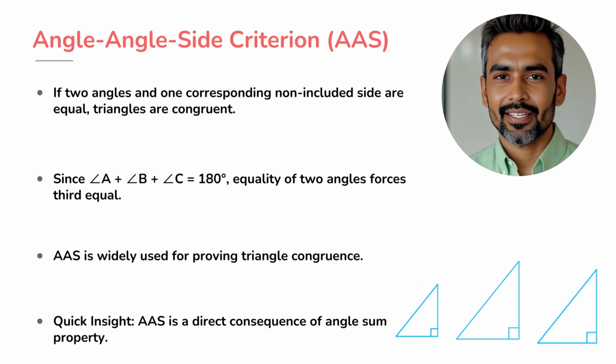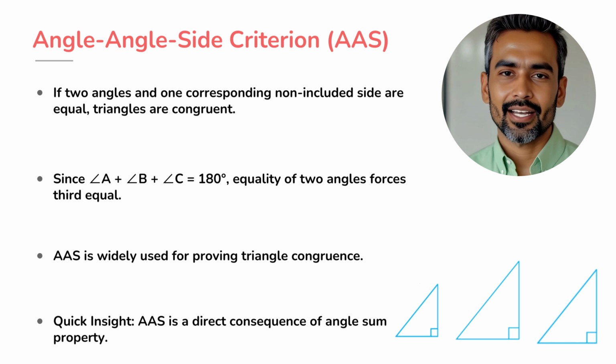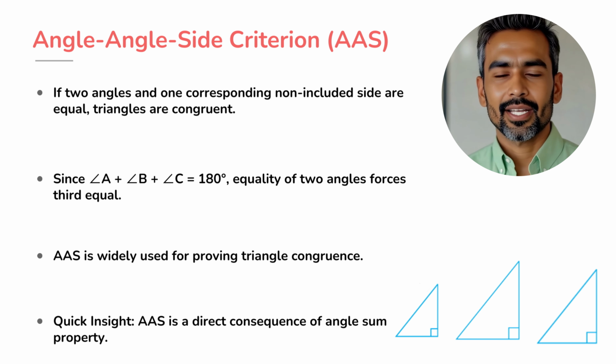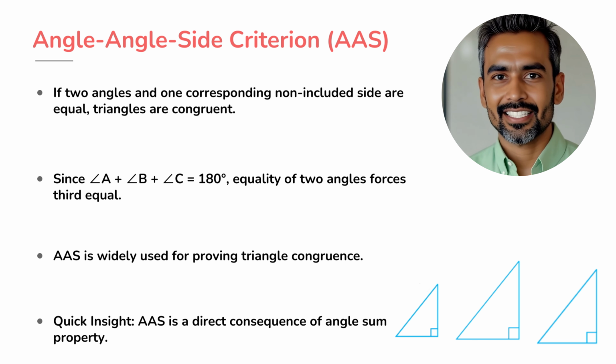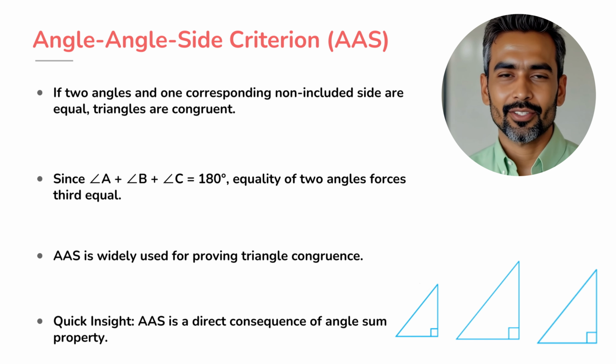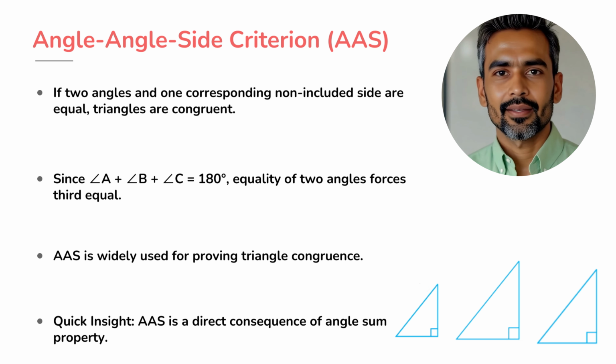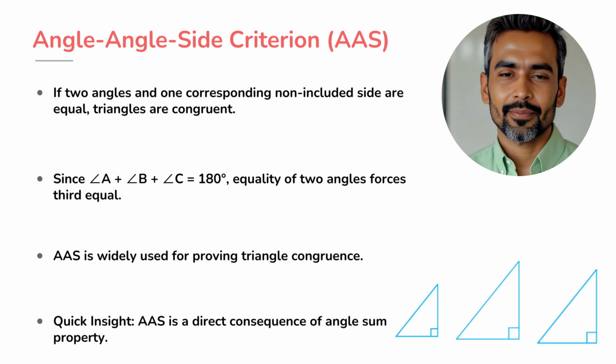For example, in the diagram, you can see pairs of right triangles with equal angles and sides, and hence they are congruent. Quick insight here, AAS is nothing but a direct consequence of the angle sum property, and it saves us from having to check the third angle explicitly. So, whenever you find two angles and a side equal, you can confidently conclude the triangles are congruent.